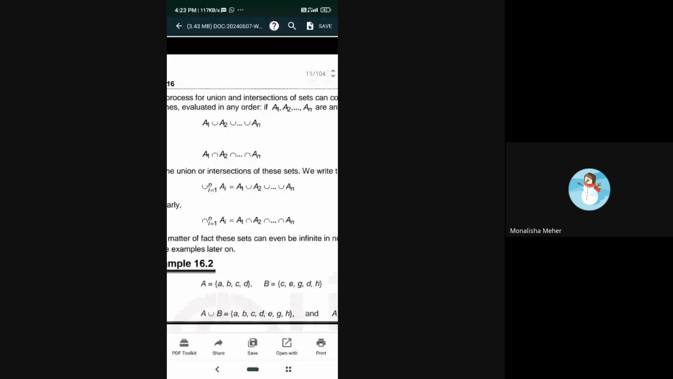So the order does not matter. Similarly, we have repeated intersections. The process of union and intersection of sets can continue for any number of times, evaluated in any order. If A1, A2, and so on up to An are any sets, then A1 union A2 union so on and so forth An, or A1 intersection A2 so on and so forth An, are written like this. So we can write this in the way shown on the screen.